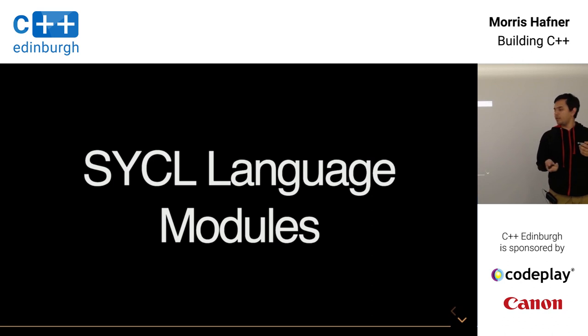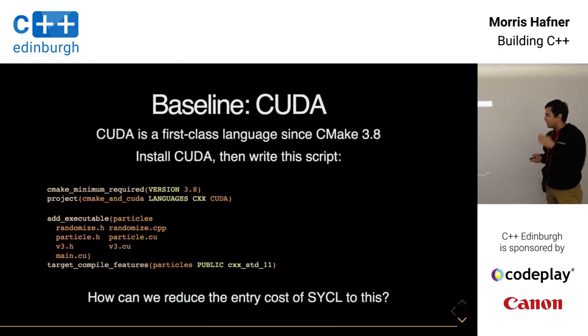So another thing I was working on, the SYCL language modules. This is currently highly experimental. I haven't had time to work on it. But if we look at, say, CUDA here, CMake has first-class CUDA support. If you want to write CUDA code with CMake, you enable the language CXX, enable CUDA, then you have your executable here, and then you have your .cu file. And CMake will just automatically invoke NVCC.